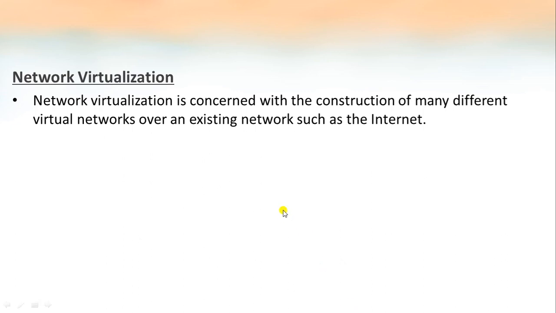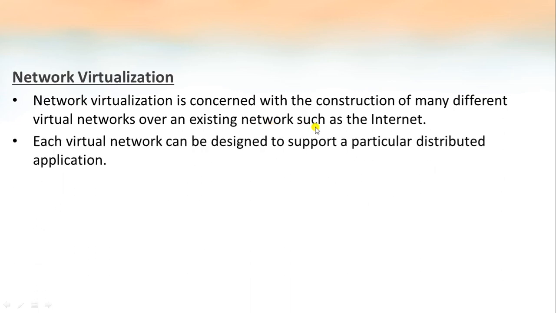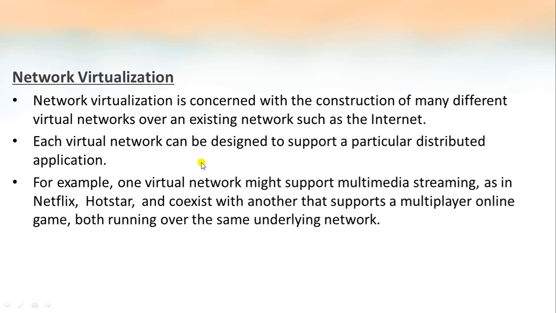Virtualization means creating something more. So, network virtualization is concerned with the construction of many different virtual networks over an existing network, such as the internet, so that each virtual network can be designed to support a particular distributed application. For example, one virtual network might support multimedia streaming, another might support multiplayer online games, and both of these will be running over the same underlying network.